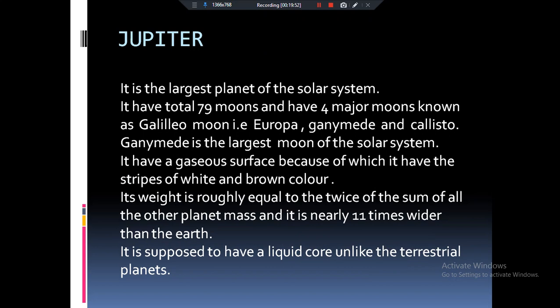Jupiter is very big in size and is very bulky also. And the surface is made up of gases, because of which it is known as the gaseous planet.